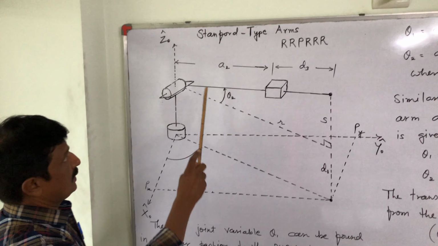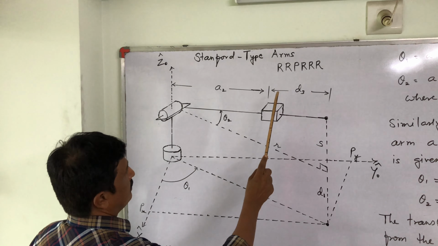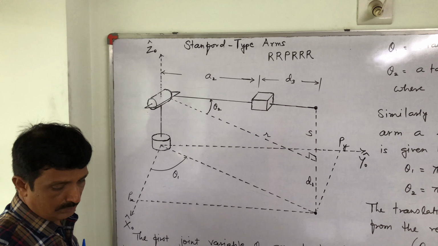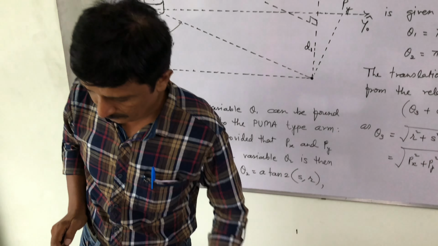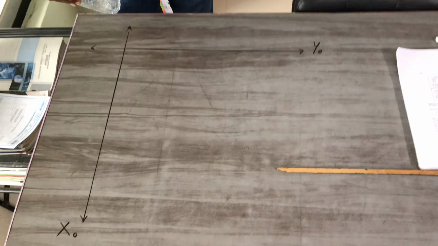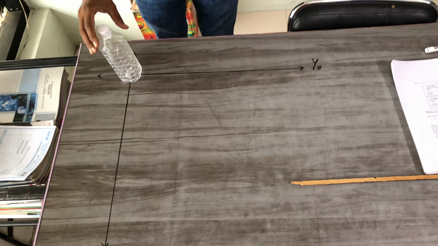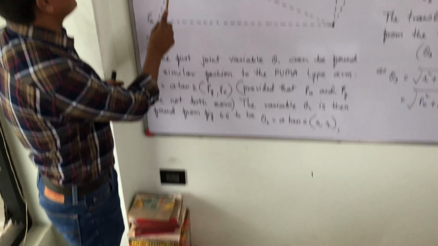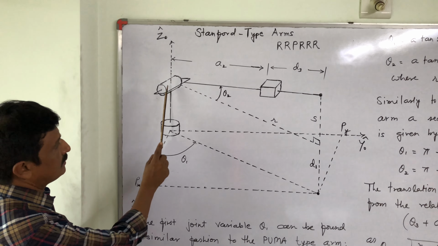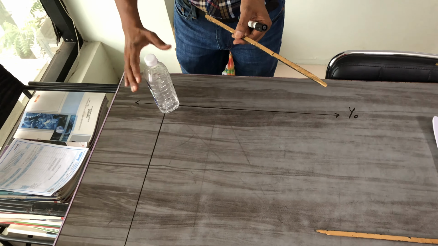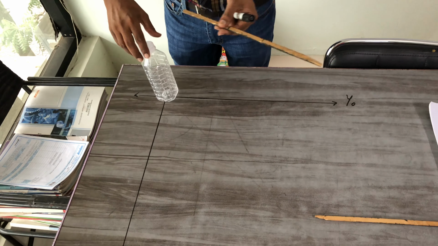Today we will discuss the Stanford type arm. It is RRP triple R. This one is the x-axis, this one is the y-axis, and this one, and it can rotate this way, the vertical axis.